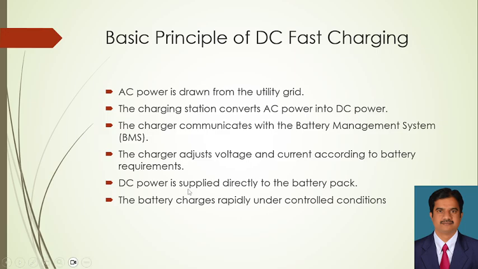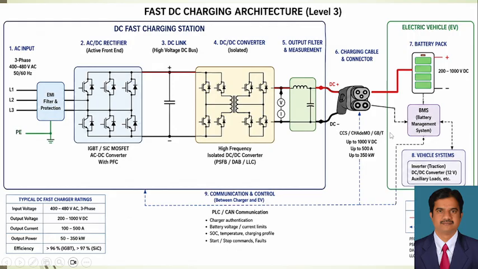Then DC power is supplied directly to the battery pack, because in the charging station itself it converts AC into DC. The battery charges rapidly under controlled conditions. Those controlled conditions are monitored by the battery management system. This is a fast DC charger architecture.